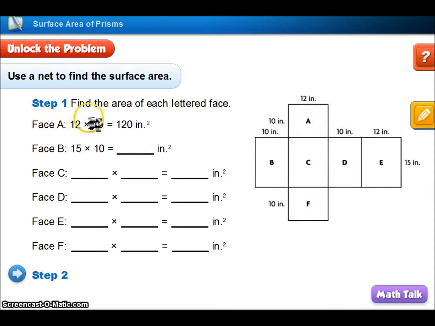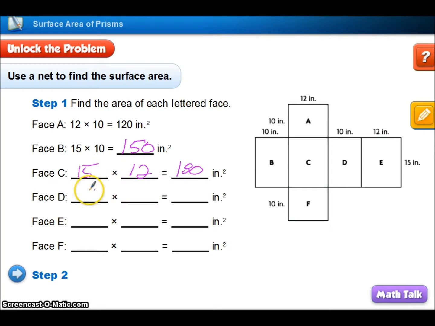If you notice face A, they already found the area: 12 times 10, and they get 120. Face B, they use 15, which is this side here, the same as this side over here, and 10, to get 15 times 10, which is 150. Face C, we're going to use this side, which is 15, and this side, which is 12, and you get 15 times 12, which is 180.